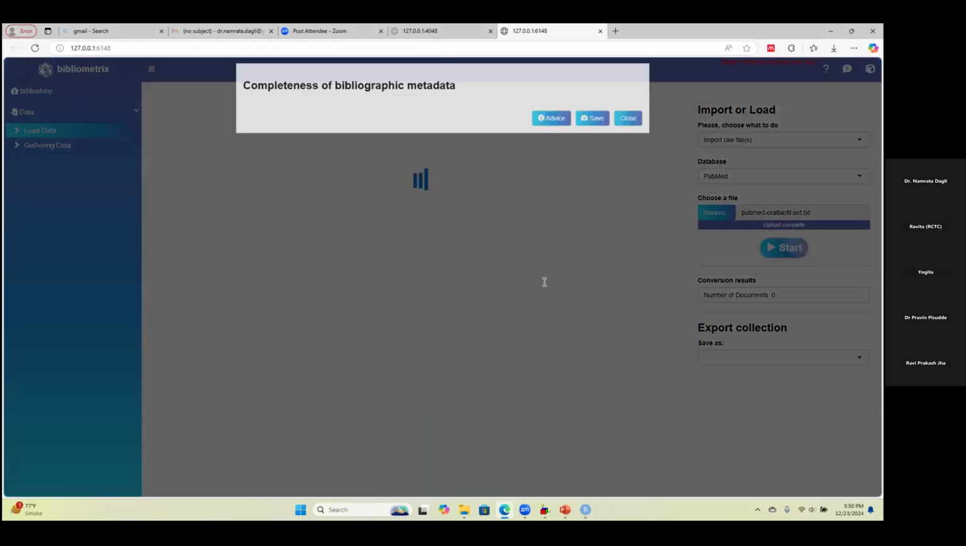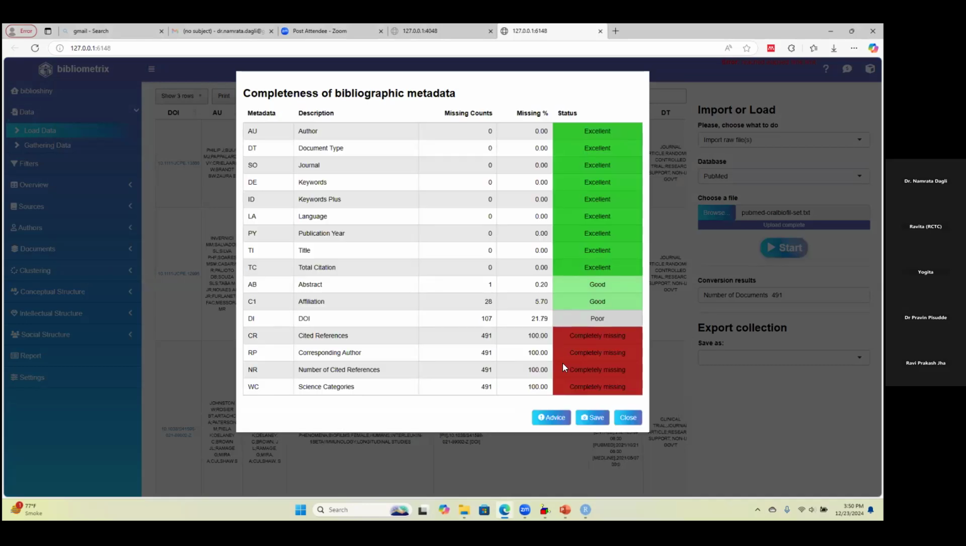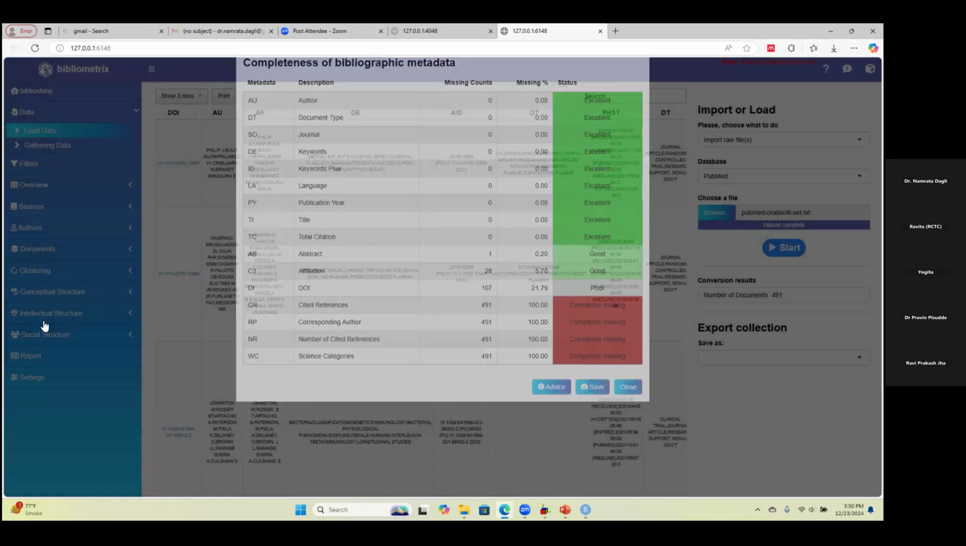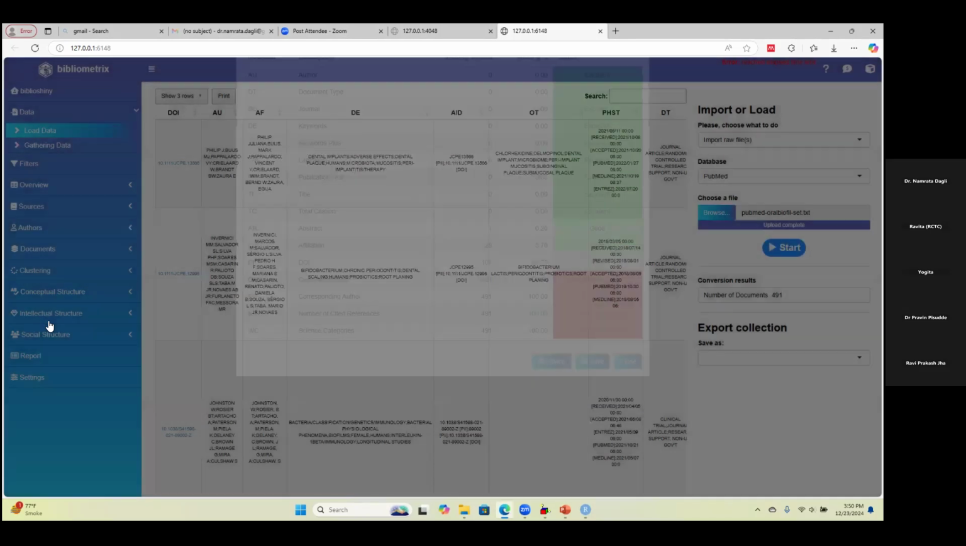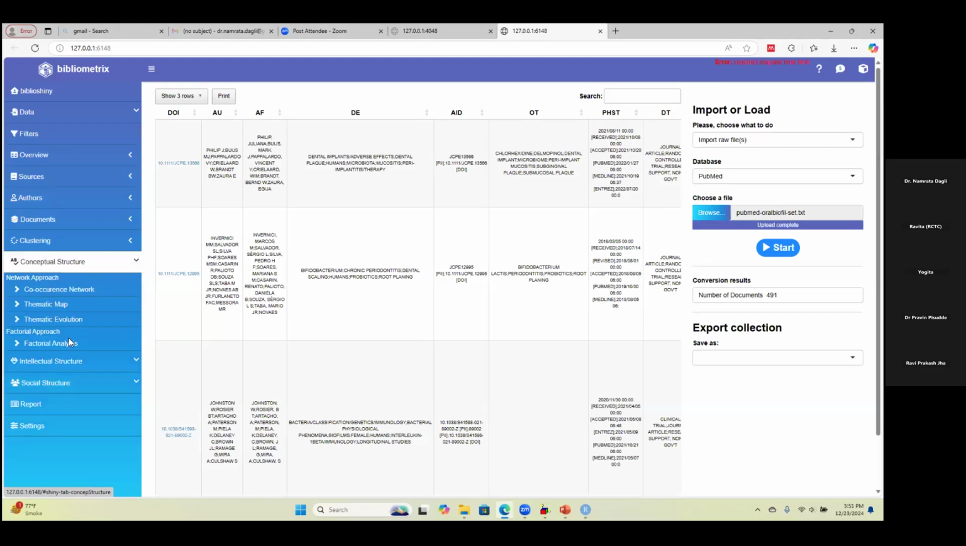Look, this is already covered, that it will show you which details are there and which details are missing. In the last lecture, someone asked me how to do a factor analysis. I will show it today. Here under the conceptual structure, we have one option, factor analysis.